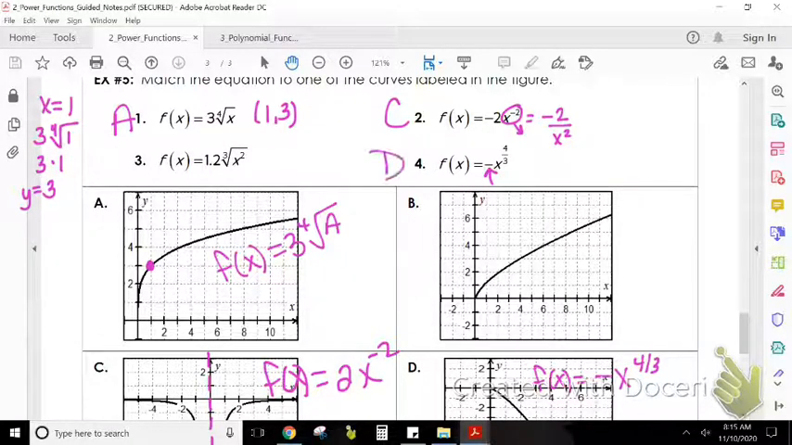And so by default, 3 would have to be B. Now let's talk about y. Notice it's the cube root of x squared. So it's got a radical there, so it's going to look like a root.